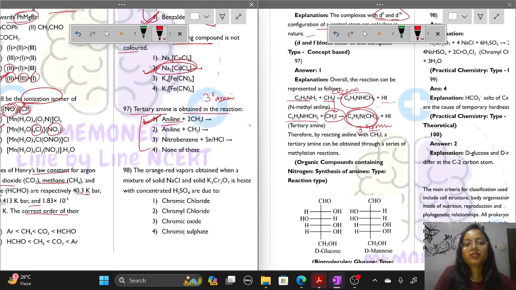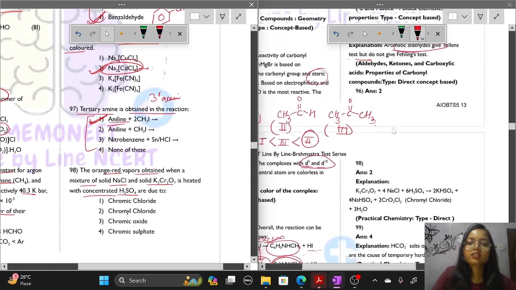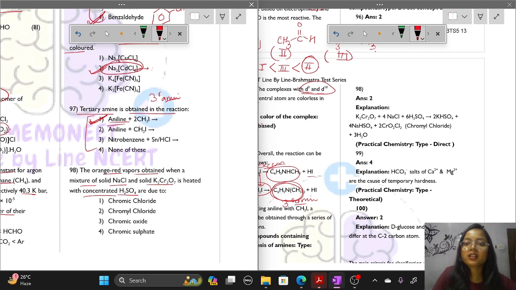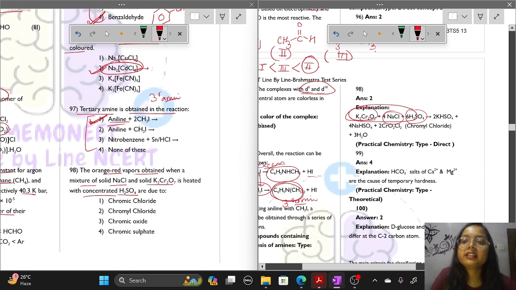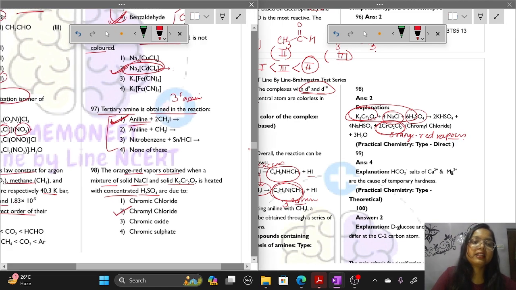Question number 98 states that the orange-red vapors obtained when a mixture of solid NaCl and solid K2Cr2O7 is heated with conc. H2SO4 are due to what? So these three, NaCl, H2SO4 and K2Cr2O7, when they are mixed, chromyl chloride is formed, which is responsible for the orange-red vapors. So chromyl chloride, option number 2, will be the correct option.